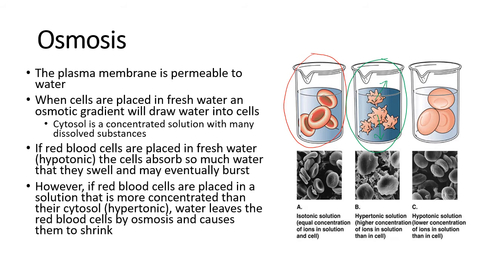Lastly, if we put the red blood cells into a hypotonic solution, we would expect that the net movement of water is into the cells. As a result, the cells would swell and potentially eventually burst.